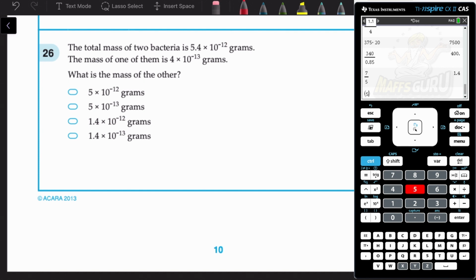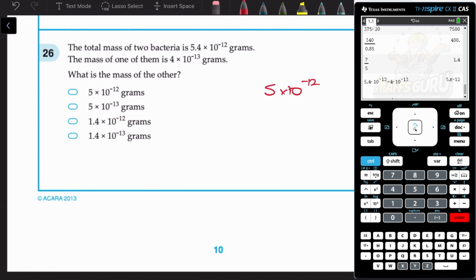I'm going to do 5.4 times 10 to the power of minus 12, the total mass of two bacteria, and I'm going to subtract from that 4 times 10 to the power of minus 13. When I get that, I get 5e minus 12. Now that e minus 12 is just basically telling me it's 5 times 10 to the minus 12.